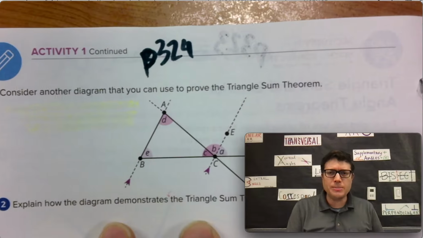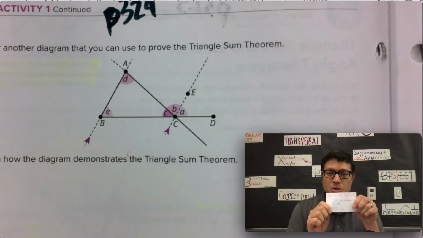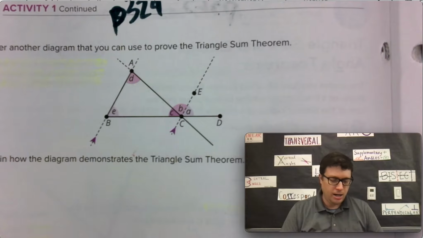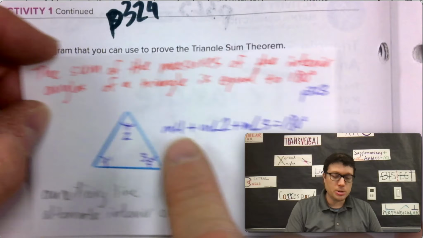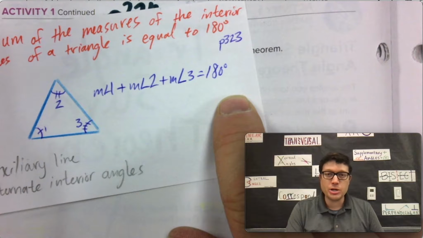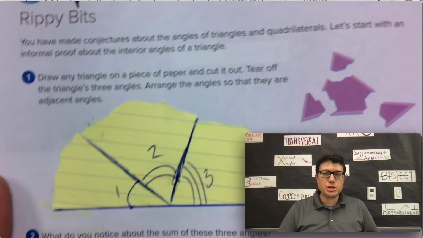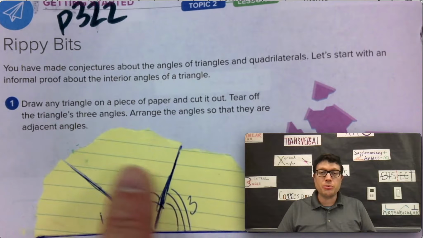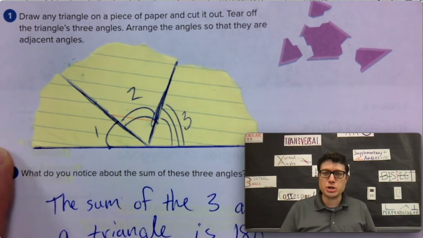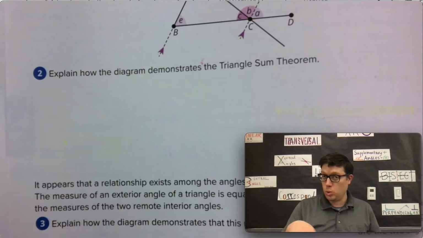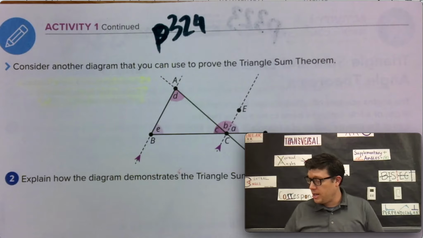Explain how the diagram demonstrates the triangle sum theorem. Remember, in the triangle sum theorem, you're going to talk about how the three angles, that's upside down, I realize, have to add up to make 180 degrees. And we did that because on our picture from page 322, we put three corners of a triangle together, and when we did, they made a straight line. So three angles of a triangle have to add up to 180.